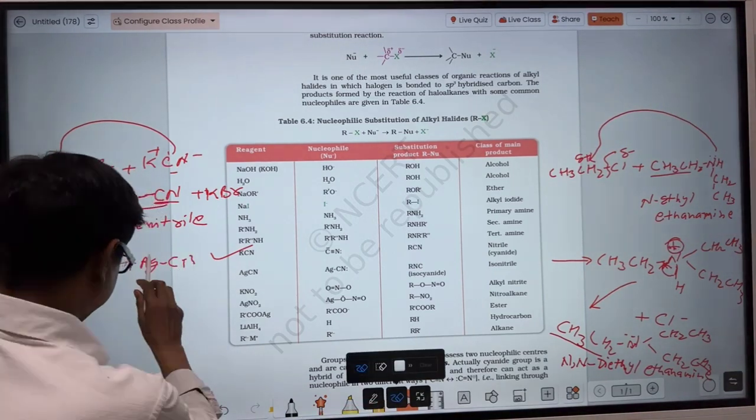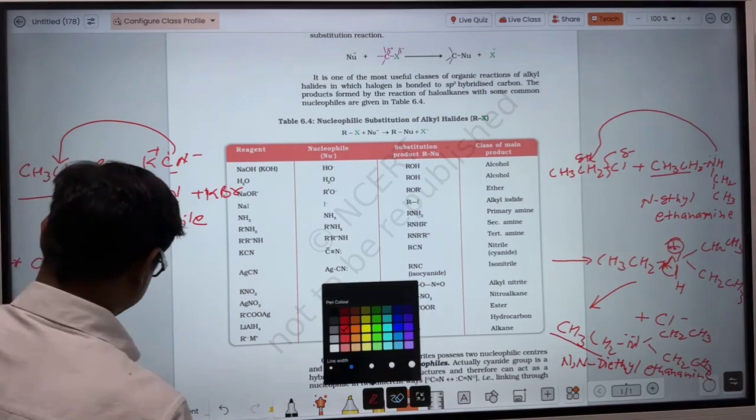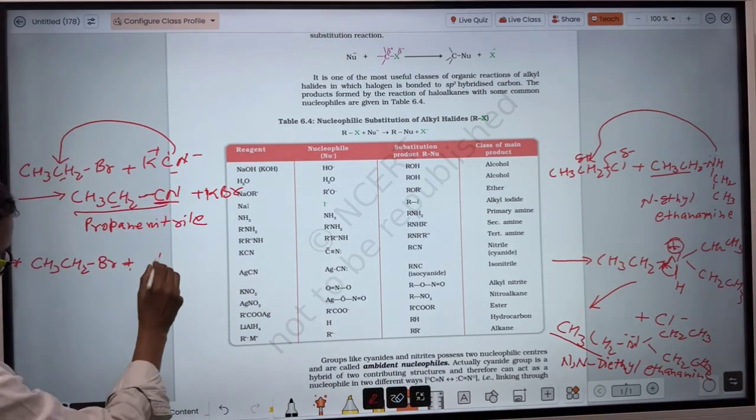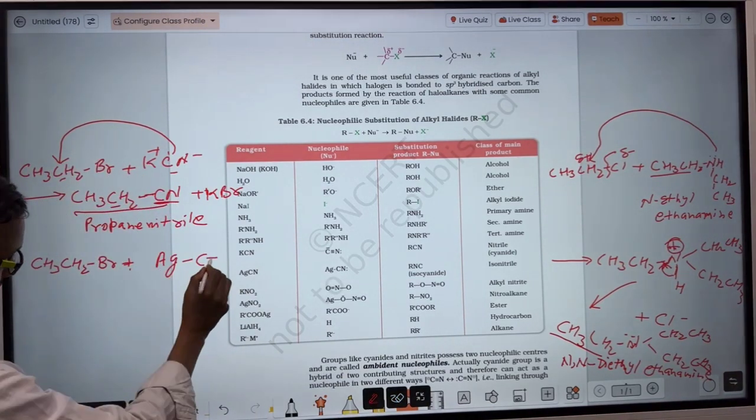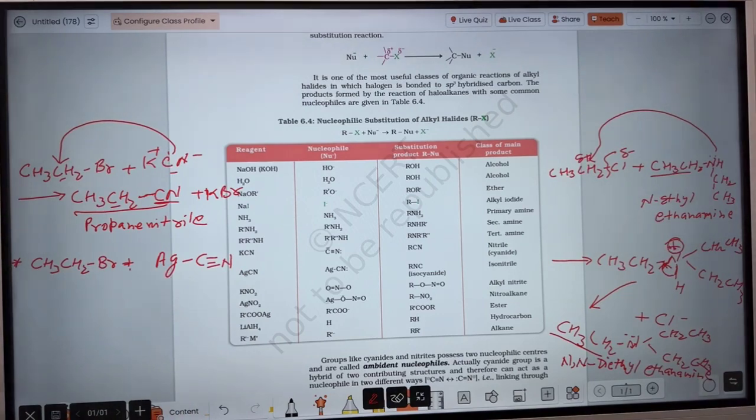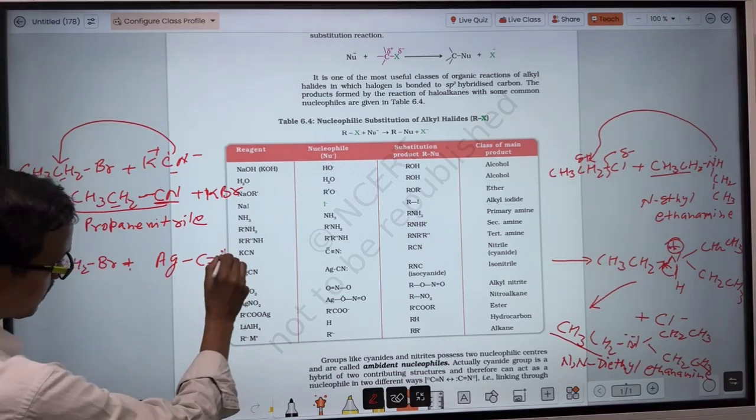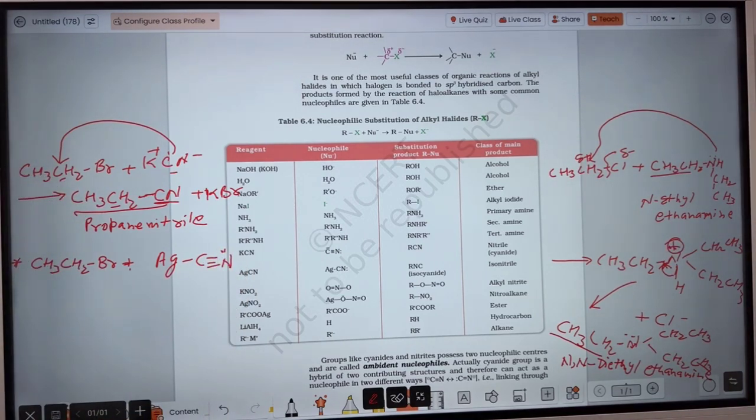Listen, in case of AgCN, bonding is not ionic. Bonding between silver and carbon here is covalent, not ionic. In case of AgCN, how will the reaction take place? There is a lone pair of electrons at the nitrogen.